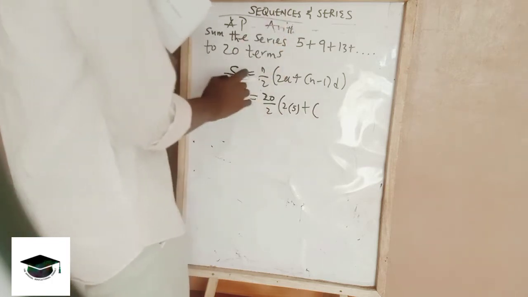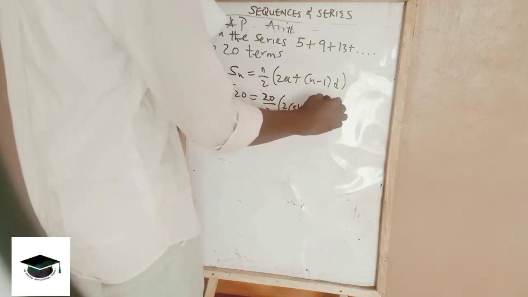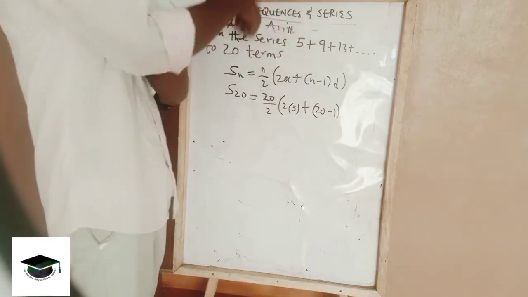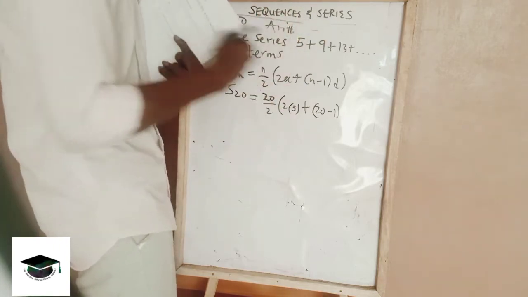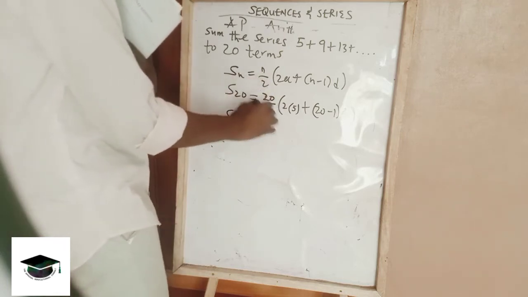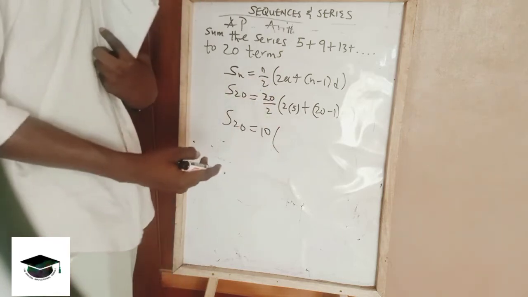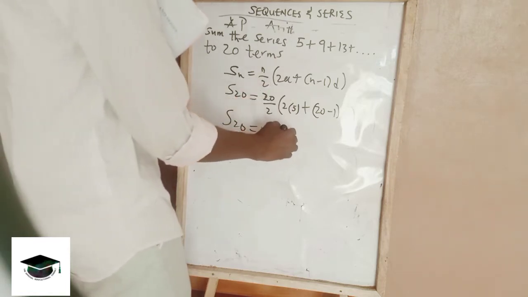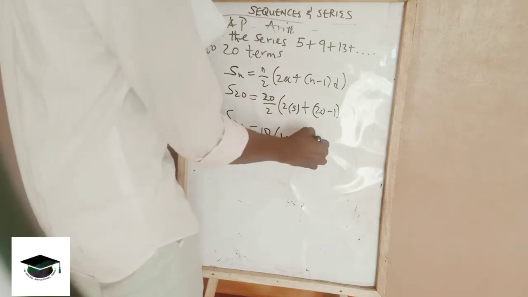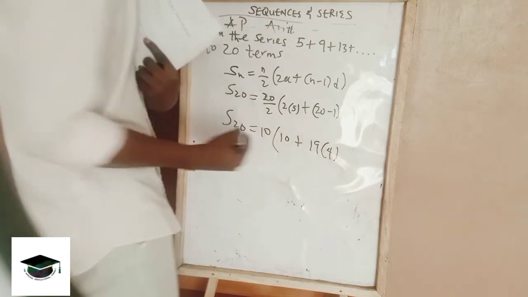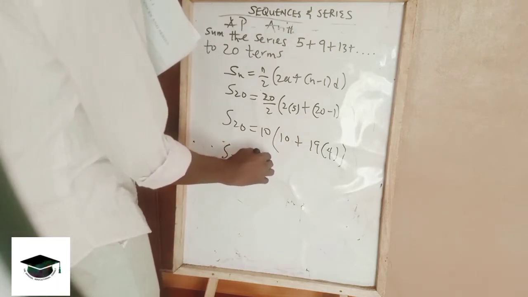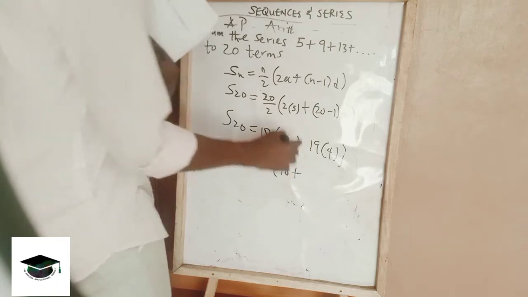Plus open bracket, now n is also 20, minus 1, close bracket. Now what is the common difference? The common difference is just the second term minus the first term. So 9 minus 5 is 4, right? Close bracket. So now S20 is going to be 20 divided by 2, which is 10. Now 2 times 5, 10, plus 20 minus 1, that's 19, right, times 4. Is that it? So now S20 is equal to 10 bracket 10 plus 19 times 4.